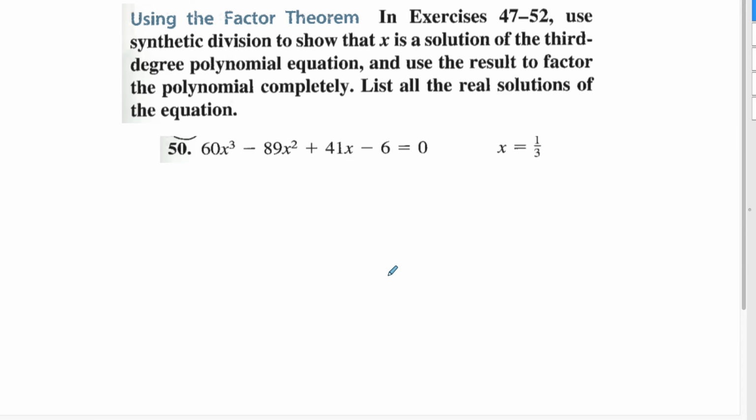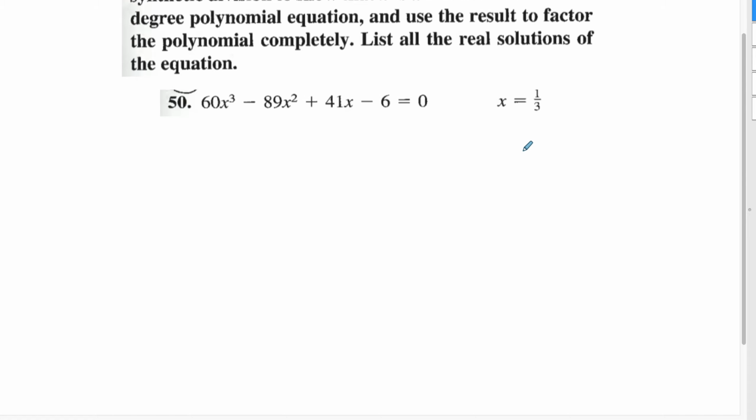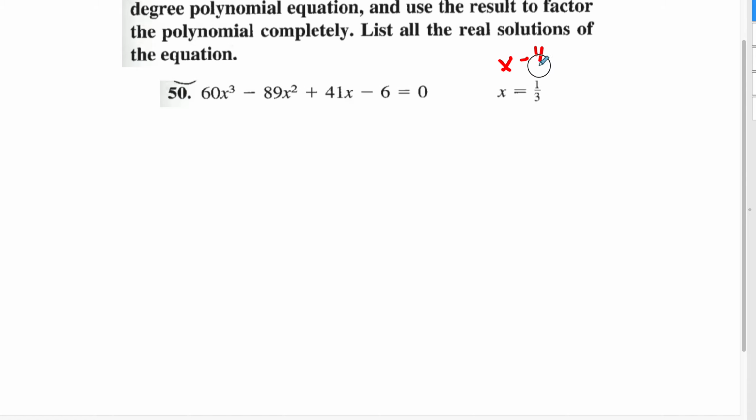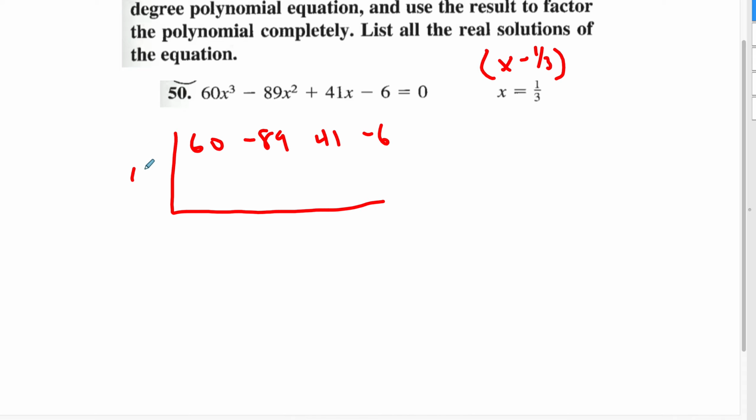Okay, so using the factor theorem. What we're going to do is show that x equals 1/3 is a solution of this third degree polynomial. In other words, here is the solution, meaning that one of the factors of this thing is x minus 1/3. So what we're going to do is take this cubic, there are no missing terms, which is kind of handy, and divide it by 1/3. Then we're going to take the result and try to factor the whole thing completely.